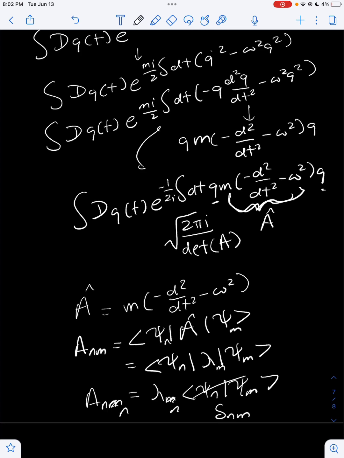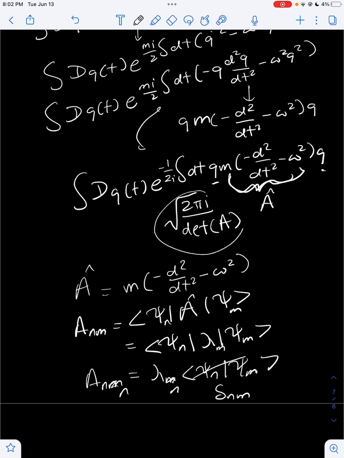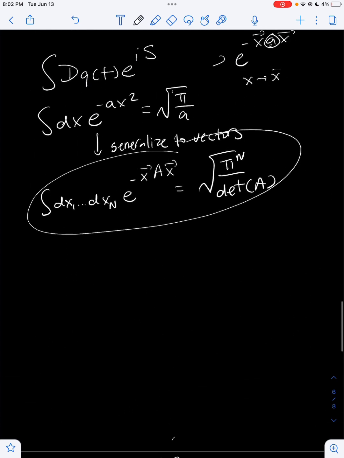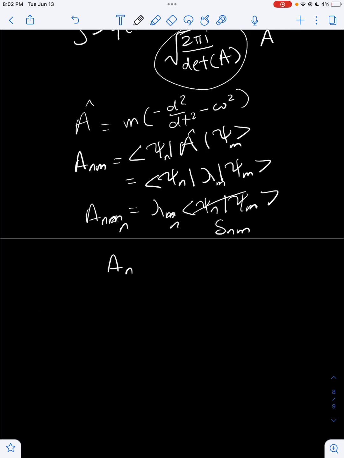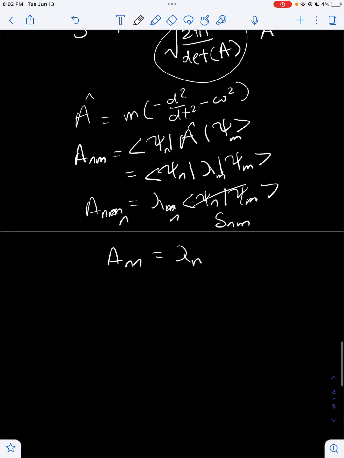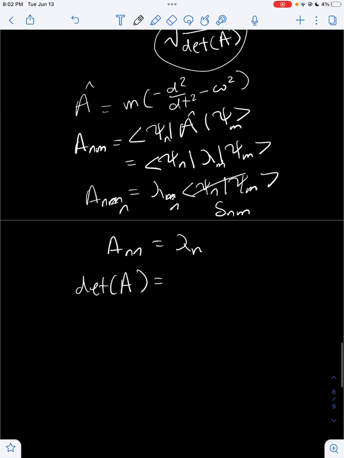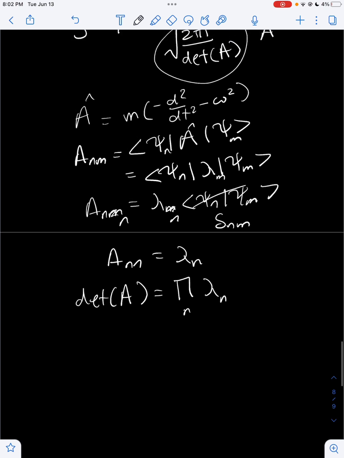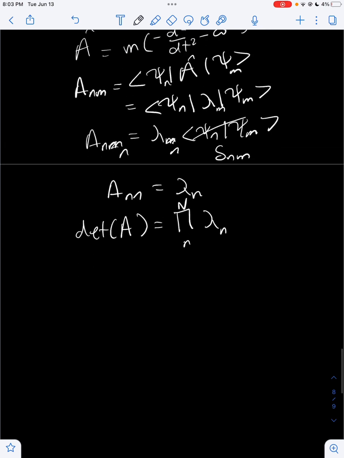And since A is a diagonal matrix, that means that we can use this formula right over here. Before we had that it was D, right? But we can use this formula since A is going to also be diagonal. A and N is going to be equal to lambda N. This means that the determinant of A, well, that's just going to be the product of lambda N all the way to big N. Okay, because just think about it.